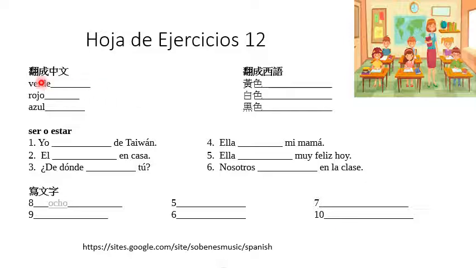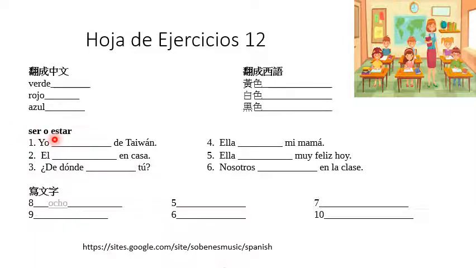I want you just to translate a few things, right? Verde, what's that? Do you remember? Rojo, right? You can write English or Chinese, either way is fine here. Azul, and then here you have to translate to Spanish. So write the Spanish for 黄色, 白色, 黑色, okay?